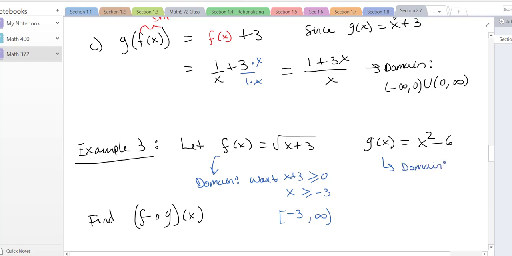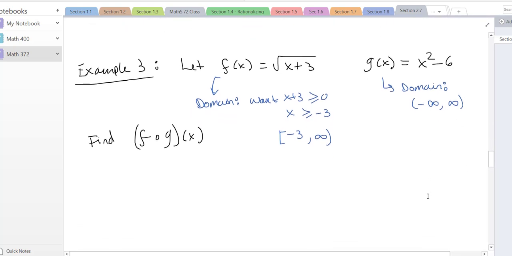The domain of g, is there anything that will make this function undefined? No, this is a polynomial, so nothing makes it undefined, so you have minus infinity to infinity. Right, the things to watch out for are radicals, especially even radicals like square roots, because we can't take the even radical of a negative number, and any time you have denominators. Later on, we're going to talk about logarithms, and logarithms are another type of function to watch out for.